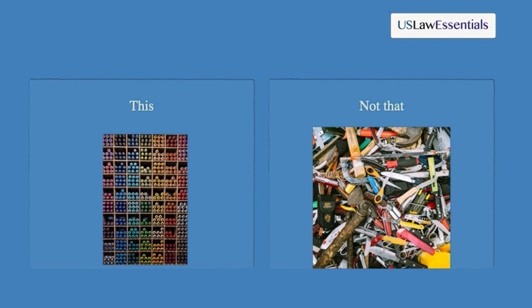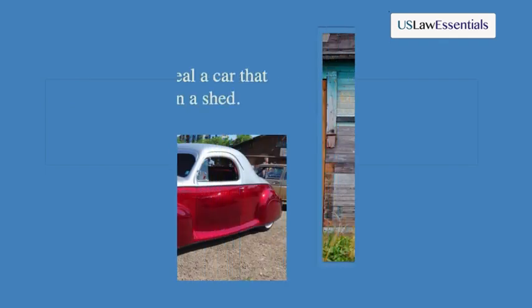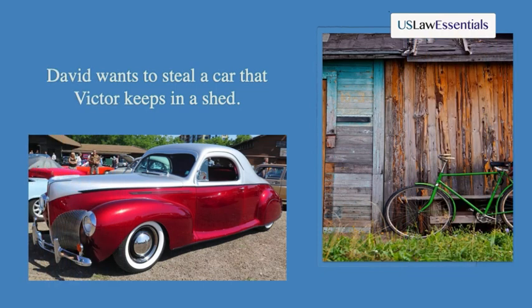If you've got things organized in some sort of an intelligent and logical manner, you're going to get a lot more points than if your exam is jumbled. And the outline is going to help you create this organized structure. So we're going to start off with an example, and I'm just making up an example here for a criminal law exam. In our story, we'll say that there's an individual named David, and he wants to steal a car that Victor keeps in a shed.